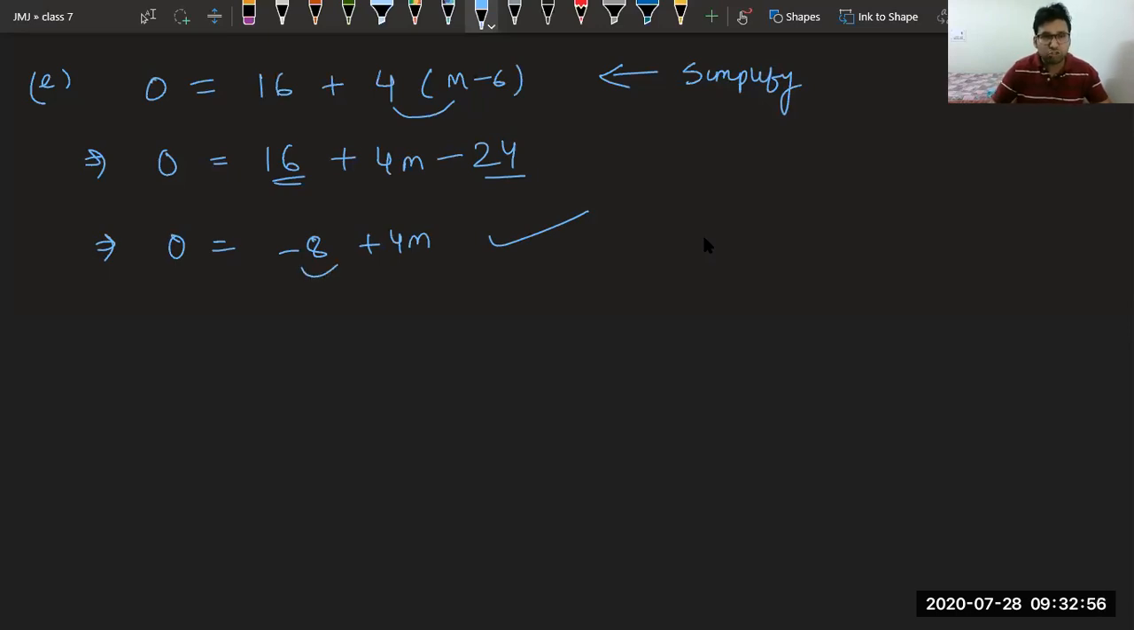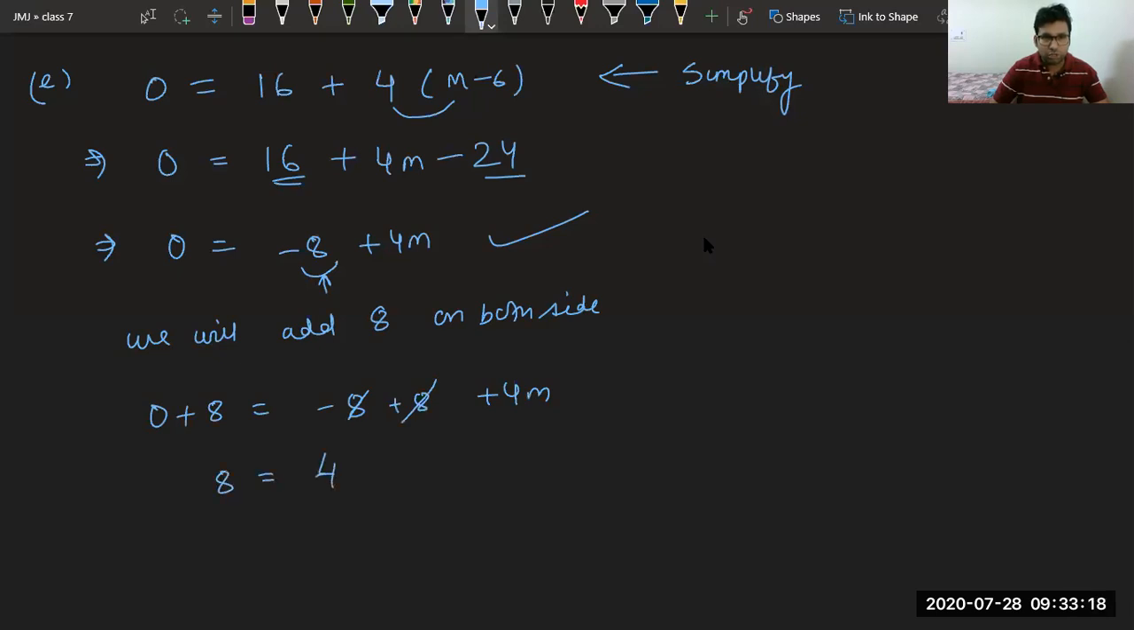Very good. Because we want to get rid of this minus 8, we will add plus 8 on both sides. It becomes 0 plus 8 equal to minus 8 plus 8 plus 4m. These two will cancel and we will get 8 equal to 4m. Now, what shall we do on both the sides? Please confirm.